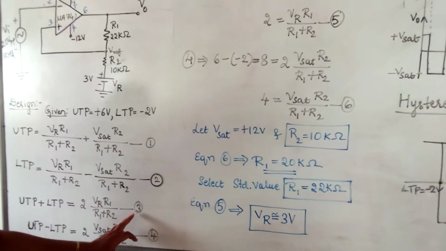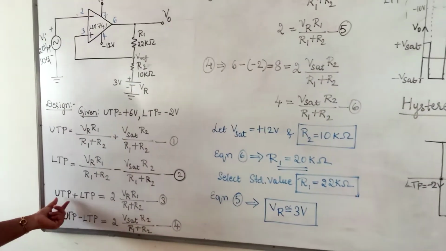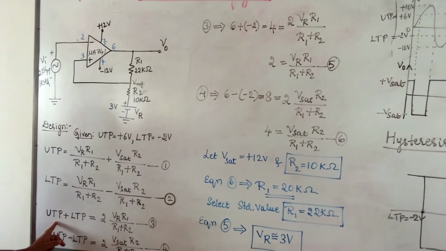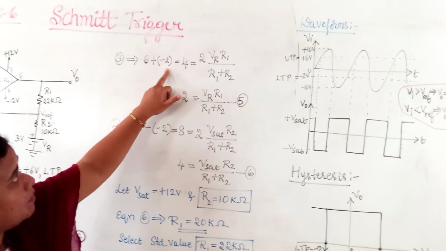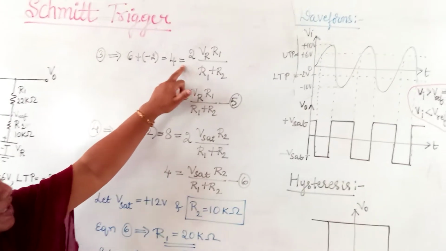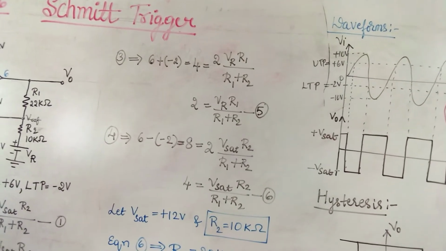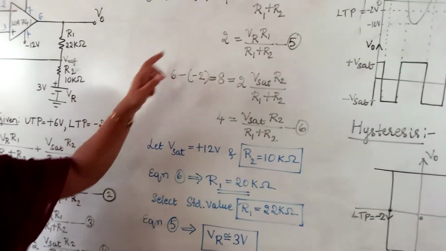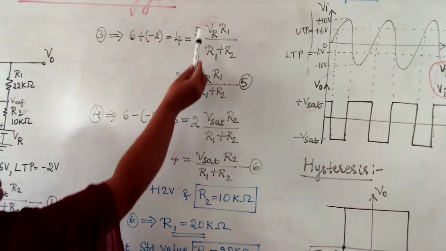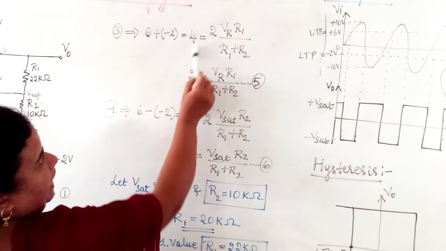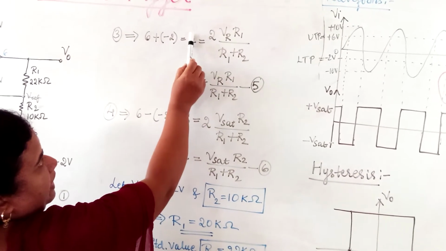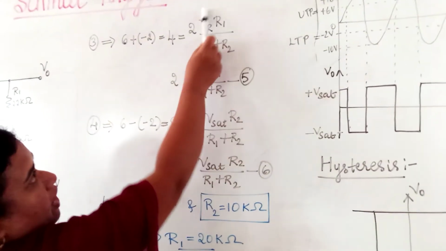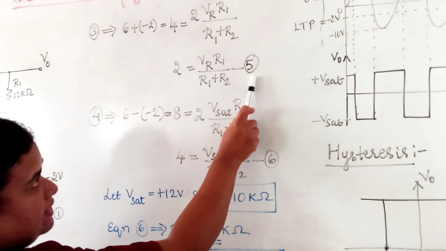Now let us substitute the values in equations 3 and 4. UTP we have assumed plus 6 and LTP minus 2. So 6 minus 2 is nothing but 4. 4 is equal to twice VR into R1 divided by R1 plus R2. Here this 2, I have brought to the denominator of the left hand side. So 4 by 2 is nothing but 2. So 2 equals VR into R1 divided by R1 plus R2. Call this equation 5.